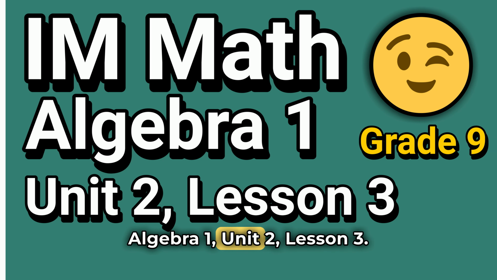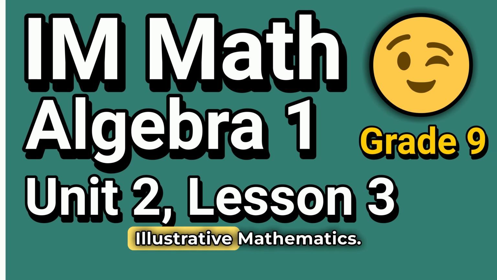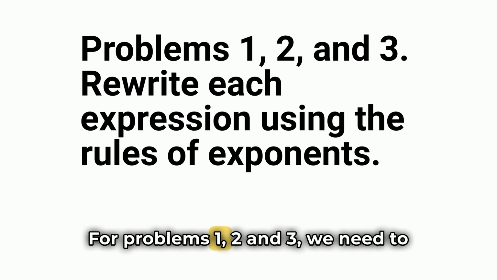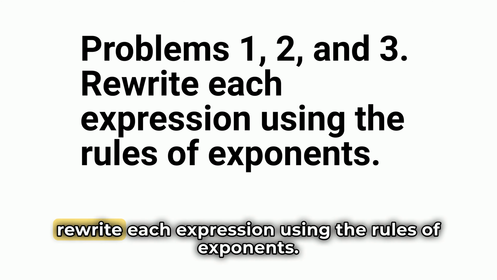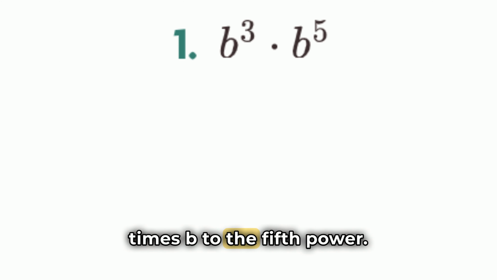Algebra 1, Unit 2, Lesson 3, The Name Game, Retrieval Problems, Illustrative Mathematics, for problems 1, 2, and 3. We need to rewrite each expression using the rules of exponents. Number 1. b to the third power times b to the fifth power.